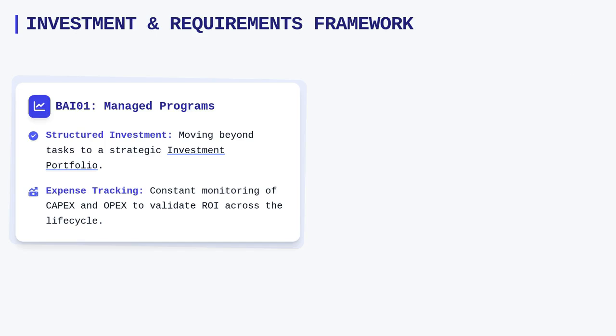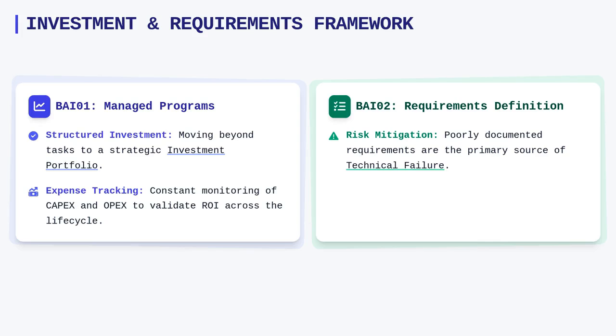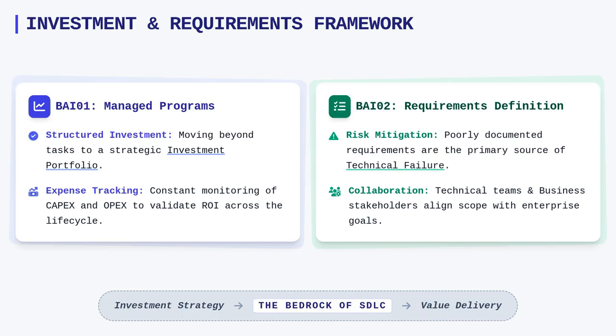development lifecycle. When we look at BAI02, the focus shifts to the definition of requirements, which is often where the most significant risks originate. If the requirements are not clearly understood or documented, the technical solution will fail to deliver value, regardless of the quality of its engineering. Defining these requirements requires collaboration between technical teams and business stakeholders to ensure that the scope remains aligned with enterprise goals. A clear requirement becomes the benchmark against which we measure success, making it the bedrock of our software development lifecycle.